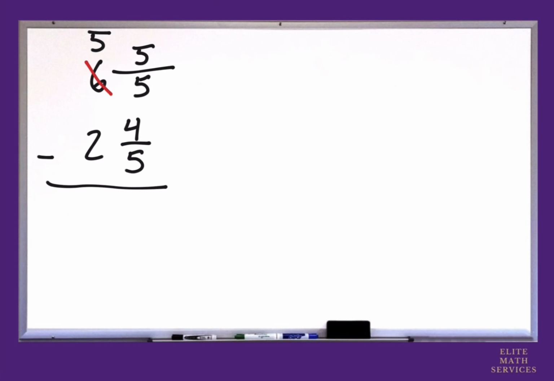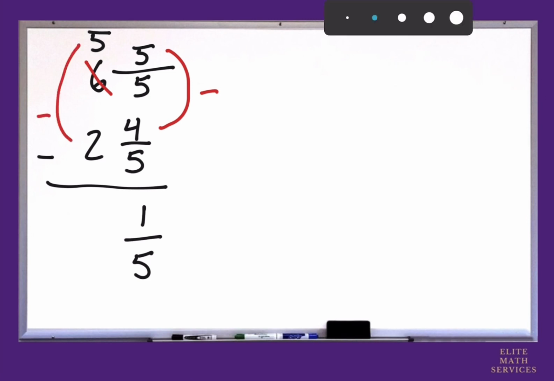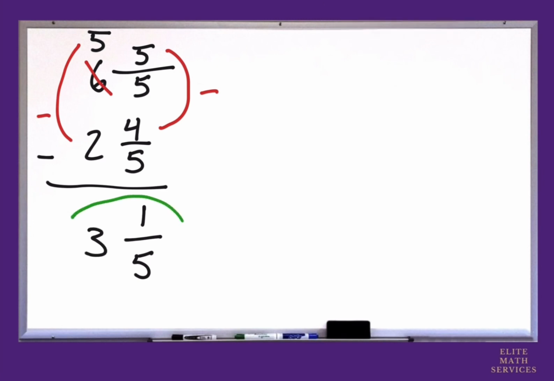Now that we have the same denominators, we can go ahead and subtract the two numerators. 5 minus 4 gives us 1. We keep the same denominator, which is 5. Then we go ahead and subtract 5 minus 2, which gives us 3, for a final answer of 3 and 1 over 5.